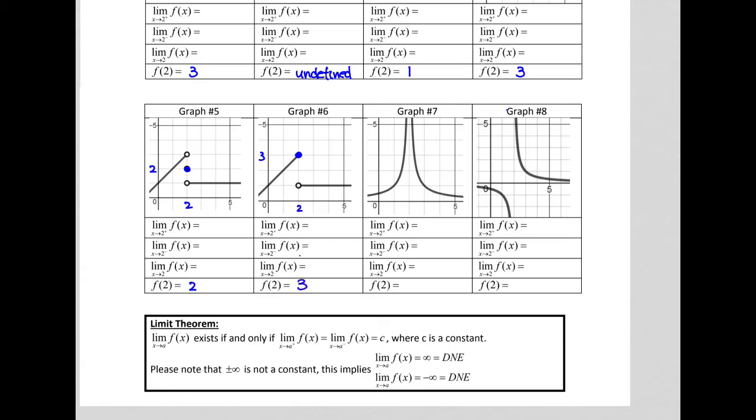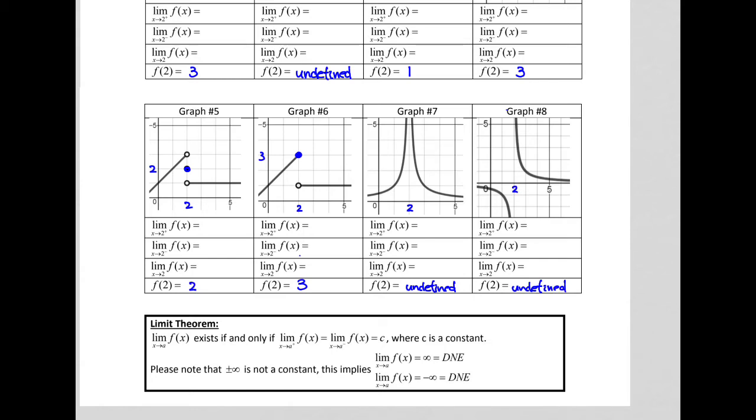The next one, graph number 7, when x equals 2, we don't see any point that is defined on that vertical line. So f at 2 once again is undefined. And graph number 8, same thing again. When x equals 2, at that vertical line, there is no point that is being defined there. So f at 2, once again, will be undefined.